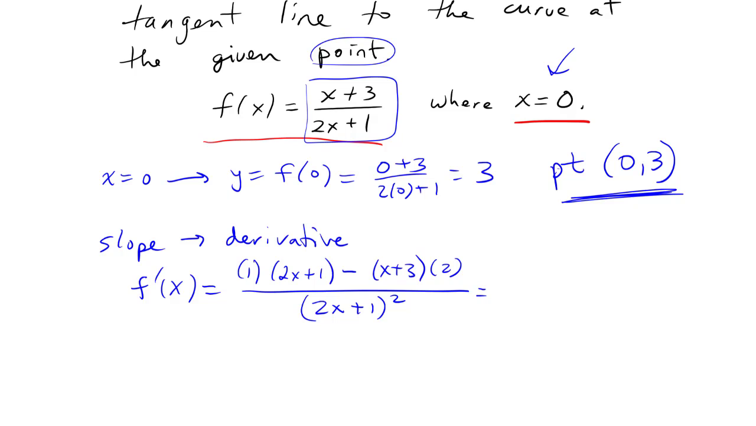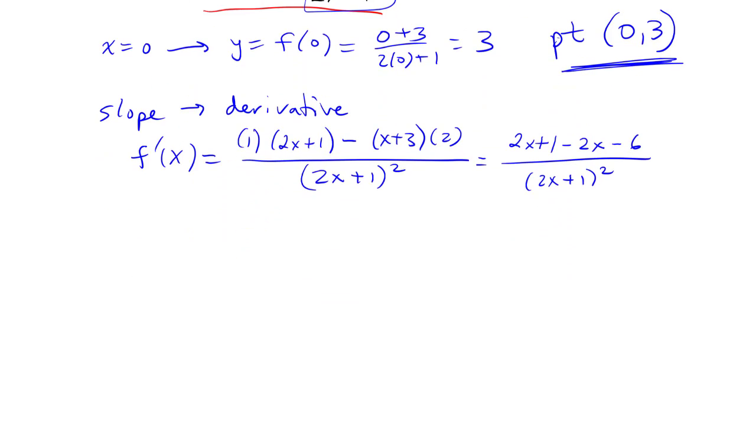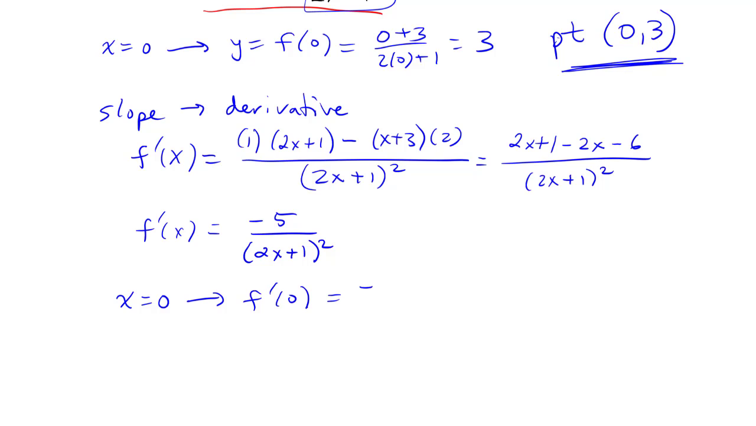That's going to give me 2x plus 1 minus 2x minus 6 over 2x plus 1 squared, where the 2x's cancel. 1 minus 6 is minus 5 over 2x plus 1 squared. Now that's my derivative at any x value. I'm not looking for it at any x value, I'm looking for x equals 0. So f prime at 0 would be negative 5 over 2 times 0 plus 1 squared, but that's just going to be negative 5.